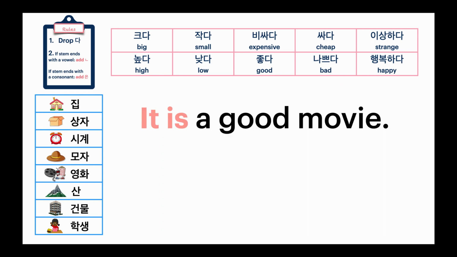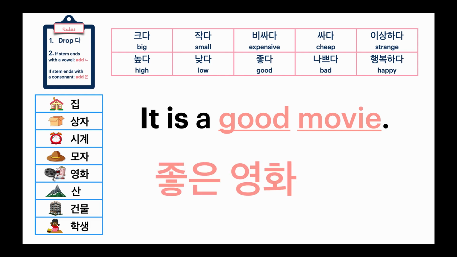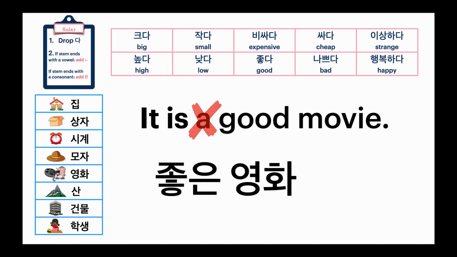Okay, now the final thing I want to do is make some full sentences. What if we wanted to say, it is a good movie? Let's start with good movie, which is 좋은 영화. We don't need the word a here, and though we could specify it with 그것, I think it's most natural to just leave it out. So now we've got good movie is. What do you think?